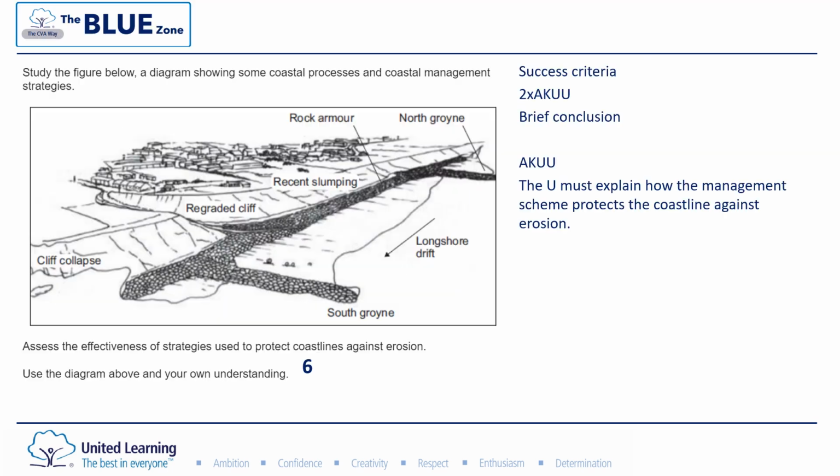Perfect, so let's get on to the blue zone, our independent task. So it says study the figure below, a diagram showing some coastal processes and coastal management strategies. Assess the effectiveness of strategies used to protect coastlines against erosion. So what we need to do here is we need to do 2 AKU paragraphs, and our chain of reason must explain how the management schemes protect the coastline against erosion, how they do or do not. The A, your assessment, will be to judge whether it is or is not effective.